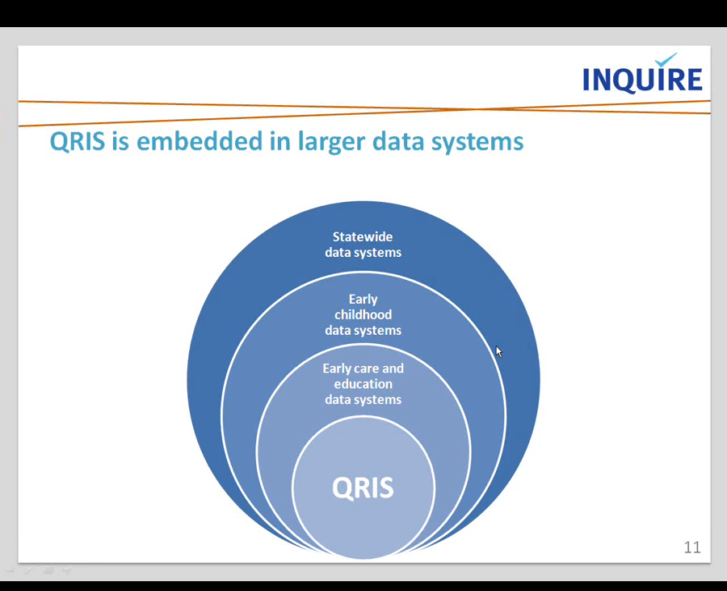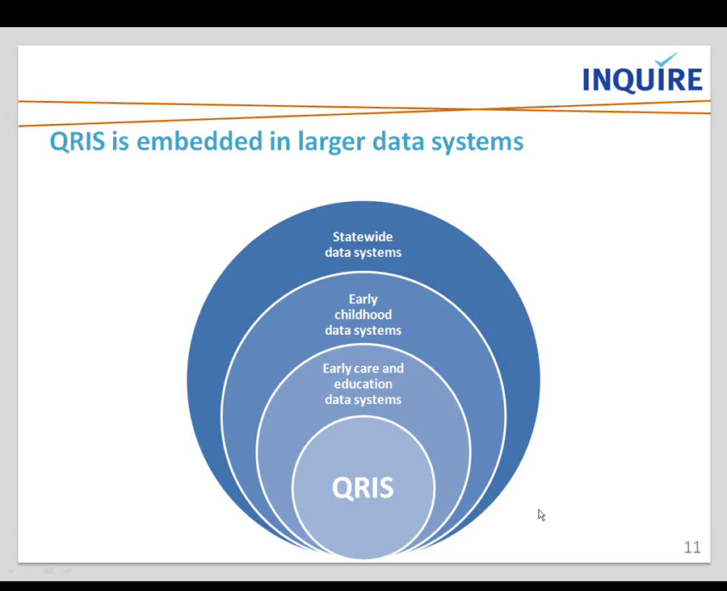So you can see on this next slide, we have a graphic of how QRIS fits into this larger world of early childhood data. So QRIS systems and QRIS data systems are pretty much embedded within these larger systems. They're embedded within early care and education data systems, which are themselves embedded within early childhood data systems, and which are themselves embedded in these larger statewide data systems. So in this webinar, we are really going to be focusing specifically on QRIS data governance, while keeping in mind that QRIS data is highly interconnected with all sorts of other types of information that are collected about young children.